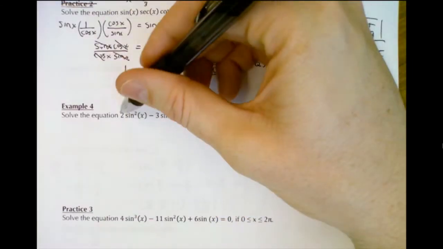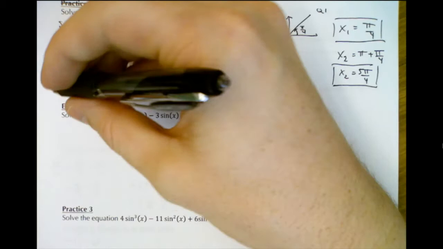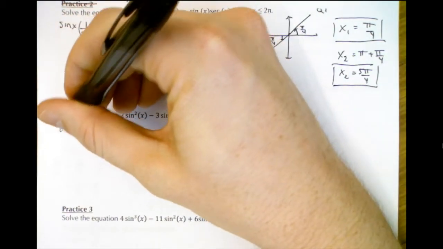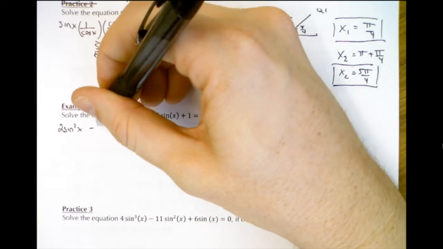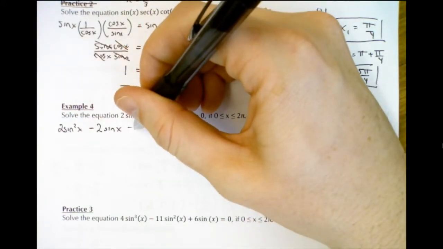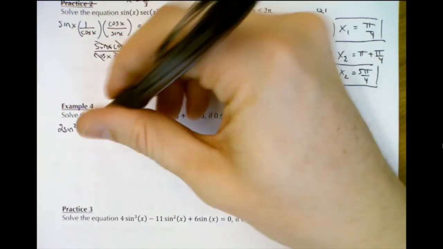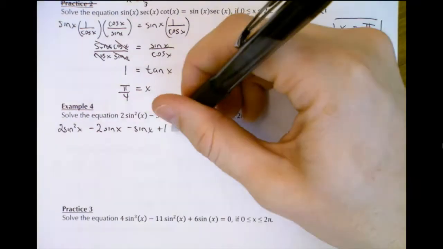So I'm going to factor just like I factored our other example. I'm going to do 2 times 1 gives me 2, and I'm going to see what multiplies to 2 and adds to negative 3. Same thing as we just discussed. That would be negative 2 and negative 1. So we've got negative 2 sine x and negative sine x. And those together would make our negative 3 sine x plus 1 equals 0.